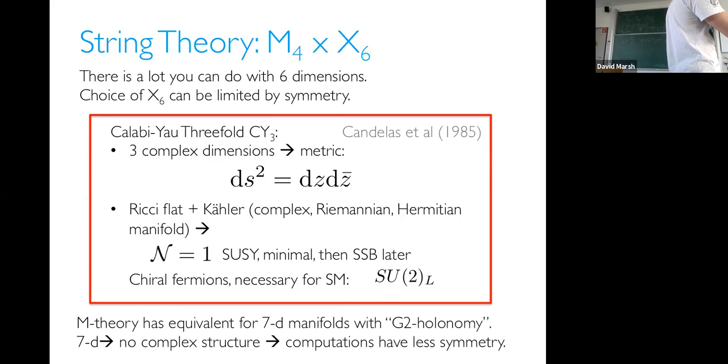There's an equivalent set of statements for M theory. M theory has 7 dimensions, so you can compactify on a 7-dimensional manifold. So it can't be Calabi-Yau because 7 is not even, so it can't be complex. But the equivalent statement is that these manifolds have to have what's called G2 holonomy. But it's a lot harder to know about these things because they don't have all the nice complex structure. They can't write things in this dz dz bar way. So M theory is harder in this sense.